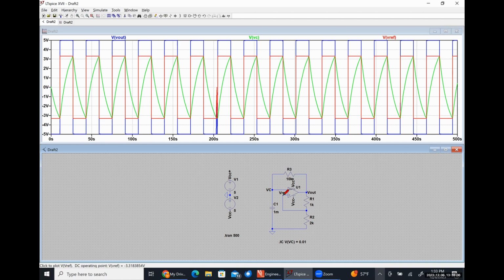So what I'm expecting is V out is equal to VCC minus for VN greater than V high. V out is equal to VCC plus for V low less than VN less than V high. And V out is equal to VCC minus for VN less than V low.